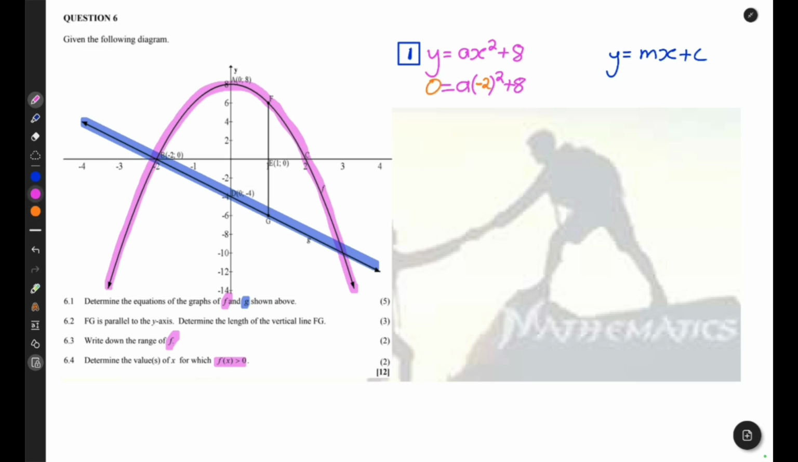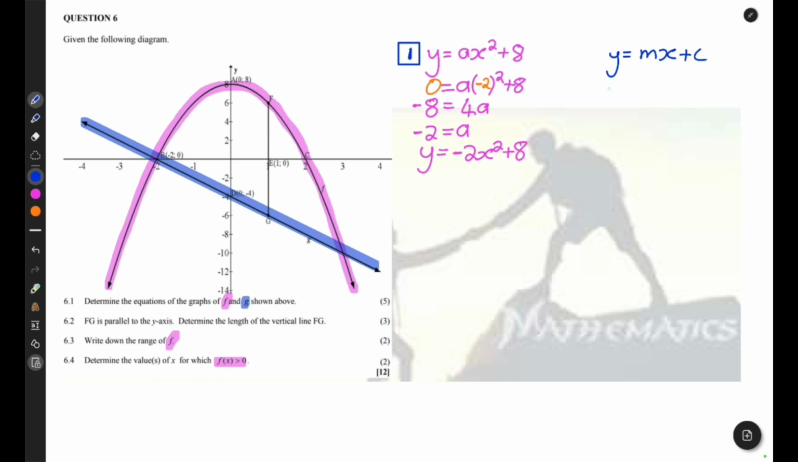Now I can just solve and figure out what is a. So what I'm going to do is I'm going to move this 8 to the other side. Because it was a plus on the right, it will become a minus on the left. Now I must ask myself, what is minus 2 times minus 2? It is just 4. Okay, I want a alone, so I'm going to divide by 4, and therefore a is minus 2. I must rewrite the formula to say y is equal to minus 2x squared plus 8.